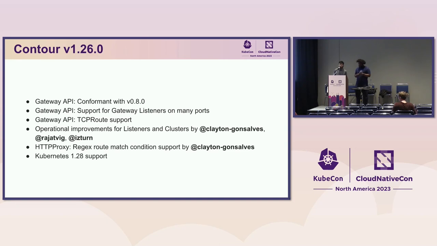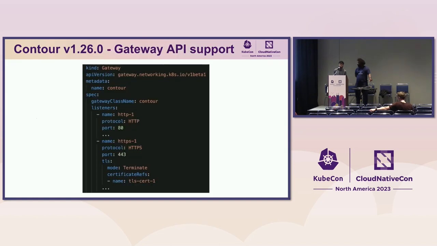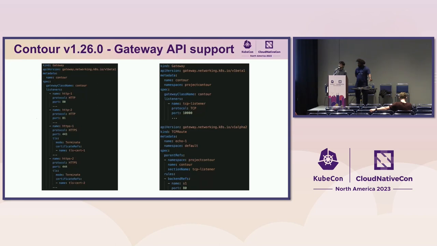Just highlighting some of the features that were driven by the community in Contour 1.26. A big one is in Gateway API support. Previously, we only supported two ports per gateway. So basically, you could only configure an HTTP and HTTPS listener on a gateway. So your gateway listeners may look something like this. You could have an HTTP one on port 80, HTTPS on port 443, kind of standard HTTP, HTTPS traffic. This is a requirement for Gateway API conformance.